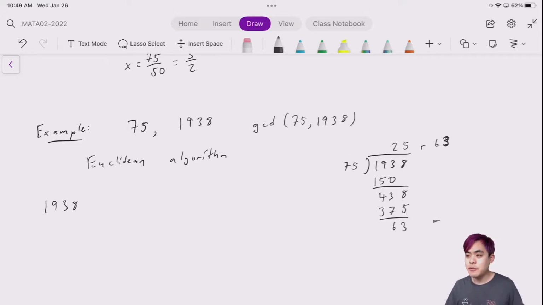So it is helpful if you have a calculator for this. You can do it by hand and you can check. And it is useful to check.